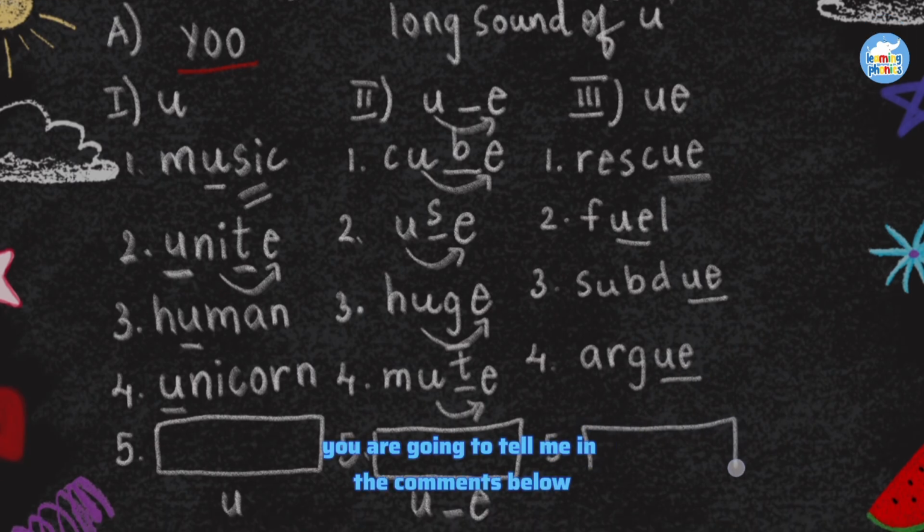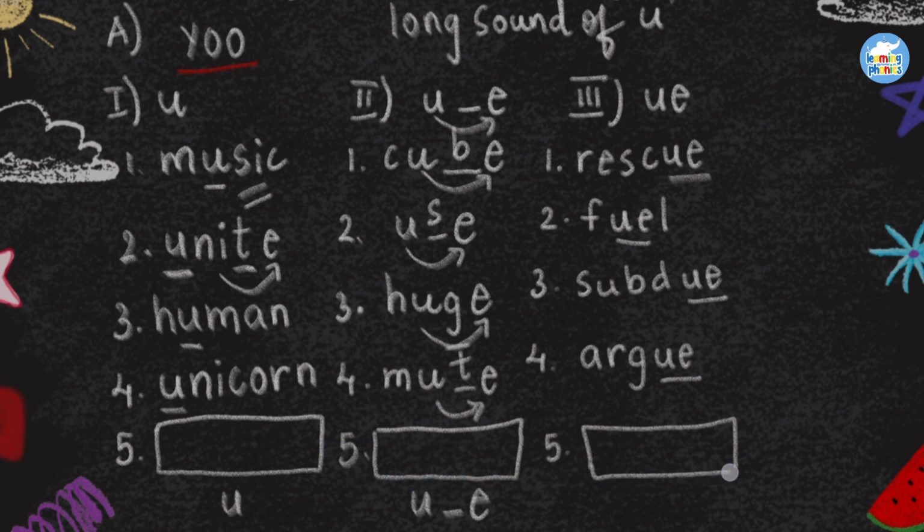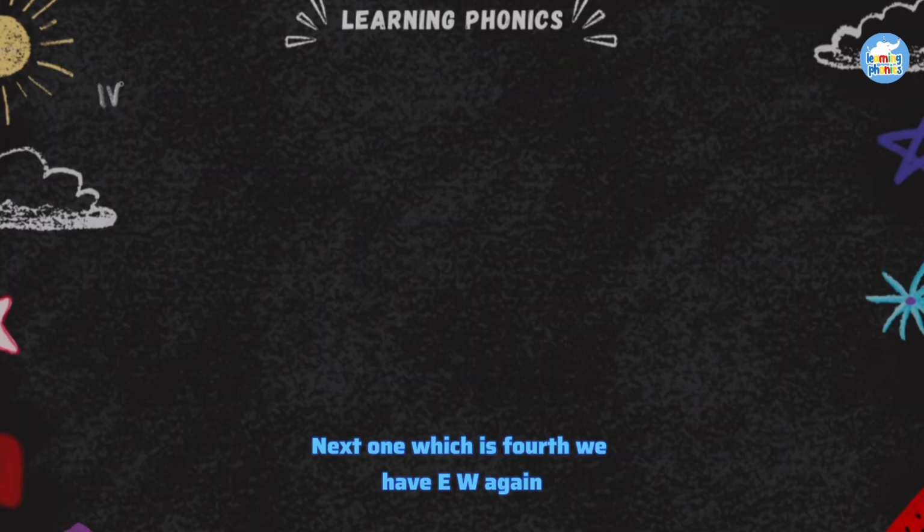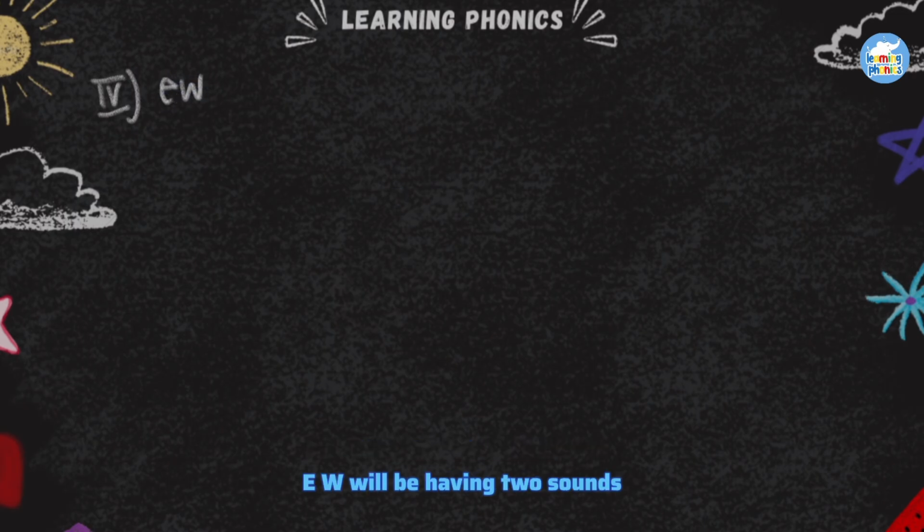You are going to tell me in the comments below if you know any word that has UE letters in it, which says the U sound. Next one, which is fourth, we have EW. Again, EW will have two sounds, one will be U and the other one will be oo.